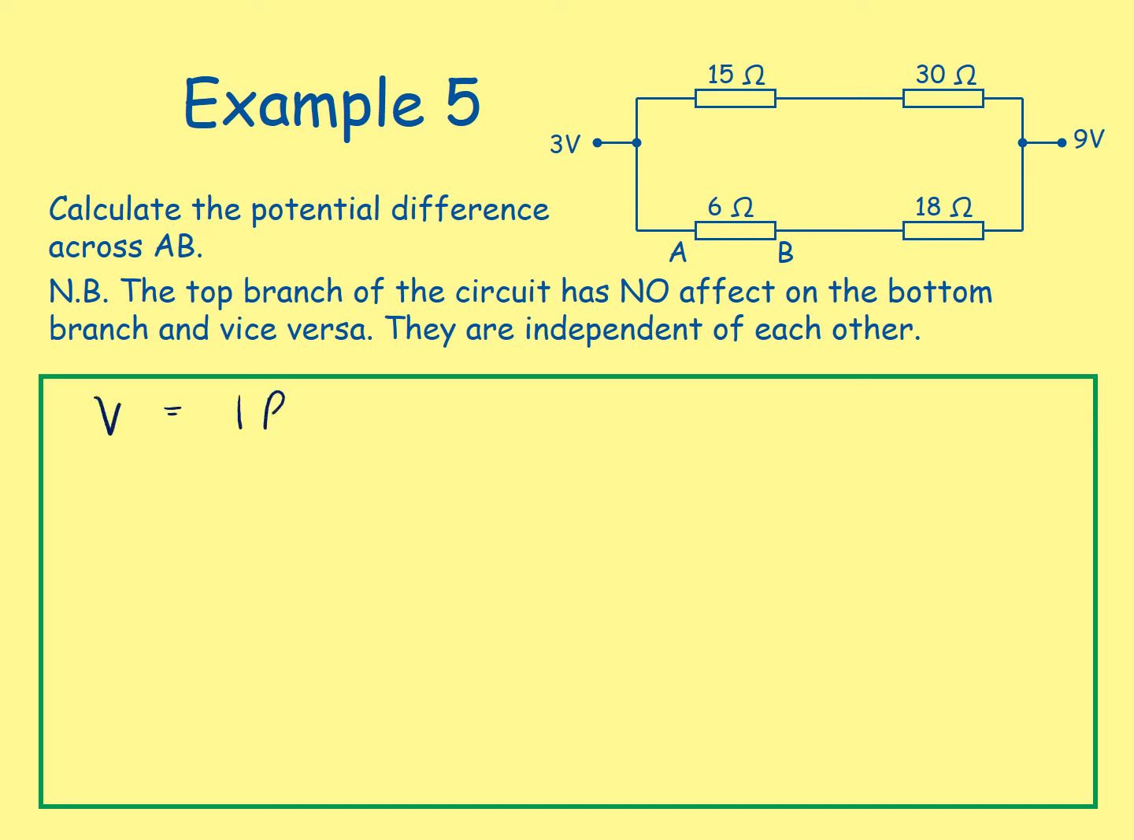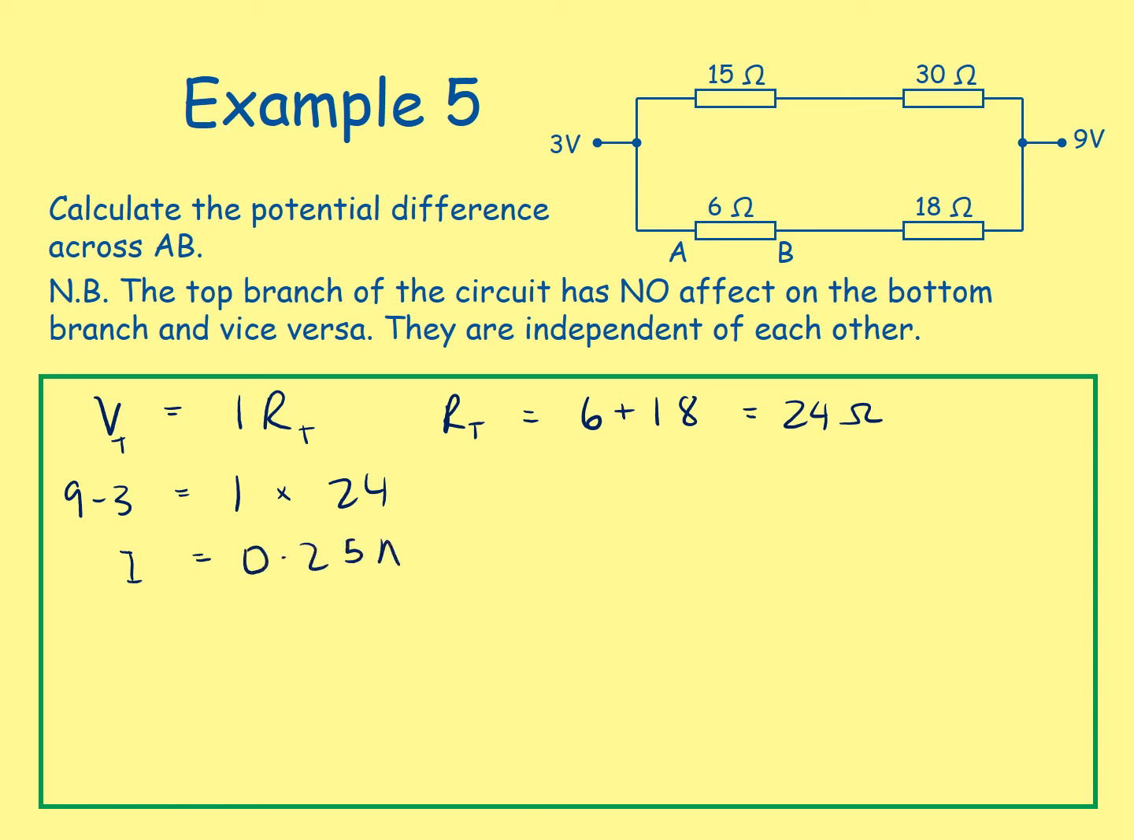V equals IR. Let's use our totals this time. So our total voltage equals our current times our total resistance. Our total voltage is 9 take 3. That's given on the diagram there. We want to work out our current, and our total resistance is equal to 6 plus 18. Remember, we're taking the branches independently, and we're just going to look at the bottom branch just now. So 6 plus 18 is 24 ohms. We can put that back into our Ohm's law, rearrange, and we get I equals 0.25 amps.